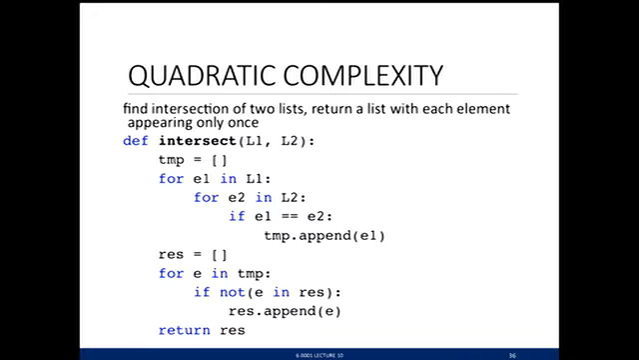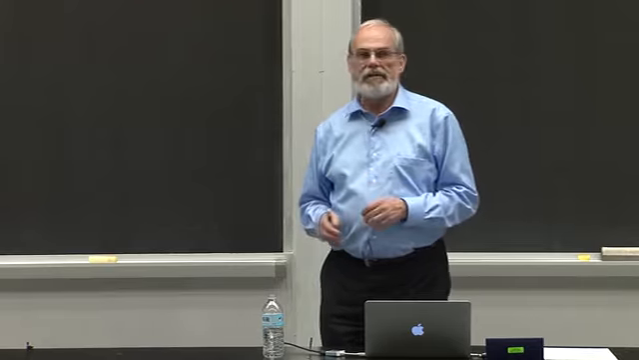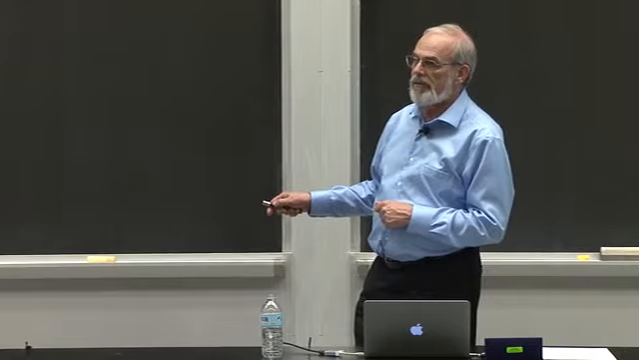Once I've done that, I need to clean things up, so I'm going to write another loop that sets up an internal variable and then runs through everything in the list I accumulated, making sure that it's not already there. And as long as it isn't, I'm going to put it into the result and return it. I did it quickly. You can look through it. You'll see it does the right thing. What I want you to see is what's the order of growth.